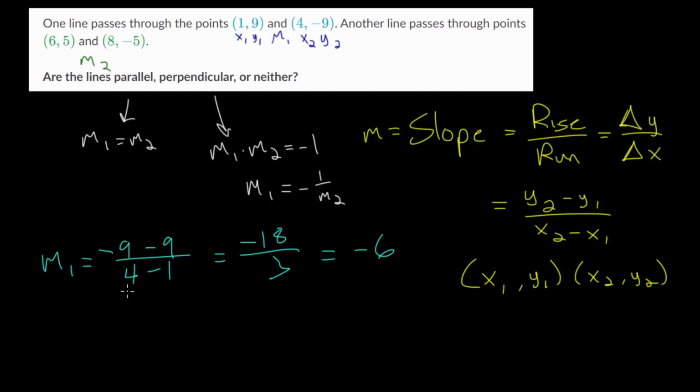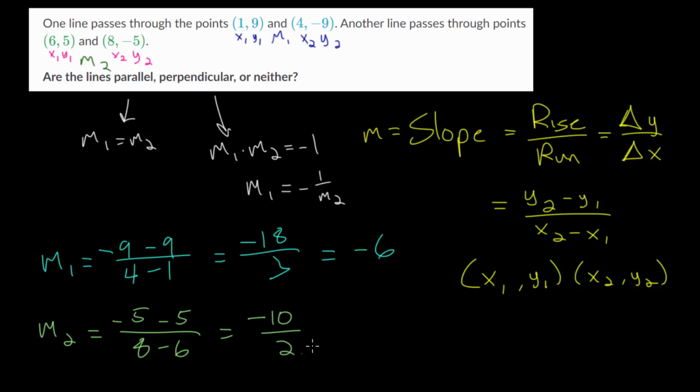We'll need to do the same thing with m2, our green line here. We can label these again. This we can call y2, which makes this x2. This can be y1, and this is x1. Now plugging all of these in, we take y2 and subtract y1, -5 minus 5, and we take x2 and subtract x1, 8 minus 6. This is negative 10, and this is 2, so we get negative 5.